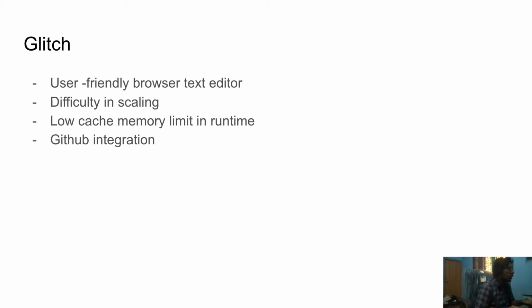Next is Glitch. Glitch is the user-friendly browser text editor based web deployment tool. The issue with Glitch is that it is not good with scaling. One main issue in terms of cache is that the memory limit during runtime is around 50 MB, whereas Streamlit applications that serve ML models generally require around 80 MB. And Glitch also provides GitHub integrations to link the code and then start the application through Glitch.